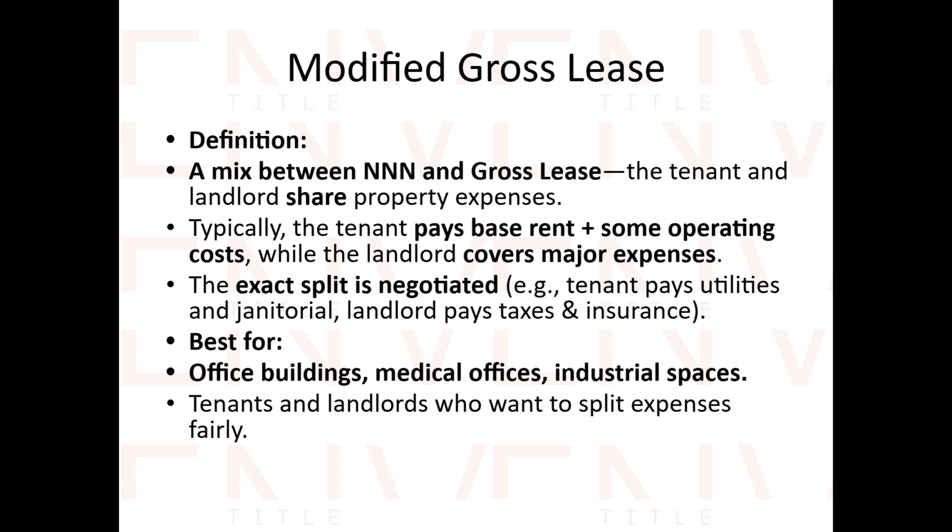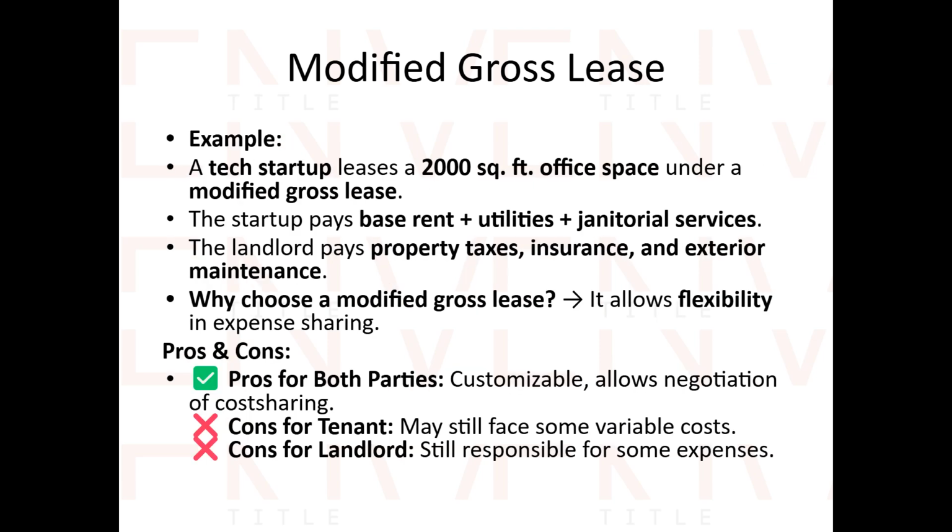Of course, you negotiate the exact split. The tenant pays utilities, the landlord pays taxes, etc. This is good for office buildings, medical offices, industrial spaces. This is for tenants and landlords who want to split expenses fairly. It just depends on the business model your client wants to go with. A good example is a 2,000 square foot startup under a modified gross lease. The startup pays base rent, utilities and janitorial, and the landlord pays property taxes, insurance, and exterior maintenance.